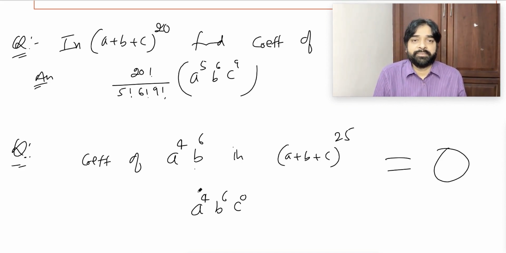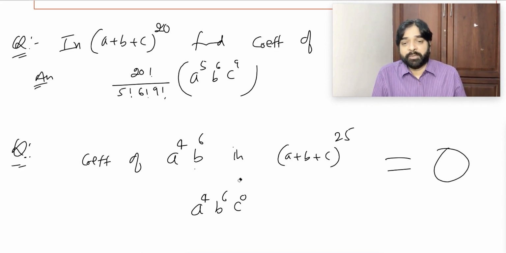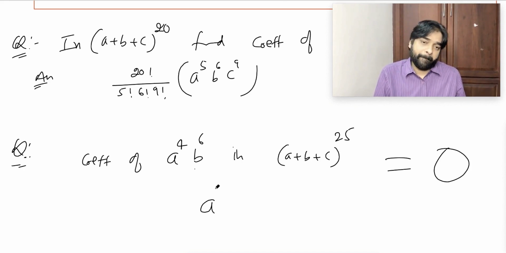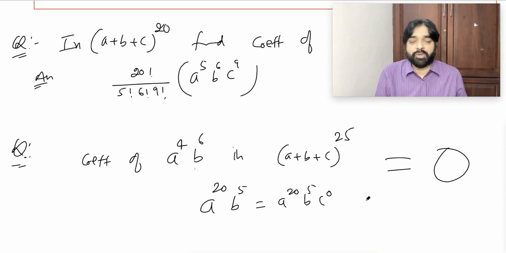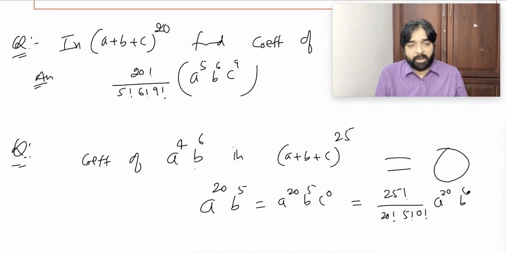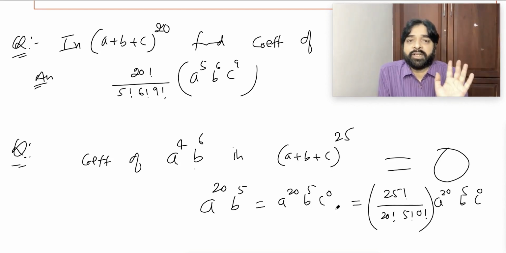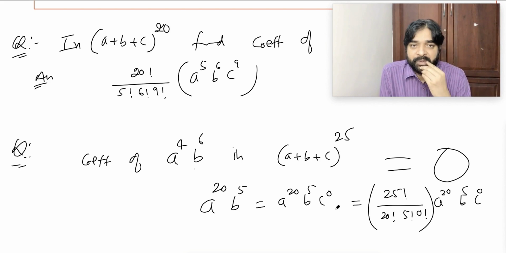Have you understood? If I ask you in the same question, what is the coefficient of a power 20, b power 5? Yes, this I can tell, because I can write this as a power 20, b power 5, c power 0, which gives 25 factorial divided by 20 factorial, 5 factorial, 0 factorial, into a power 20, b power 5, c power 0. This is the coefficient. Have you understood the point? Right?